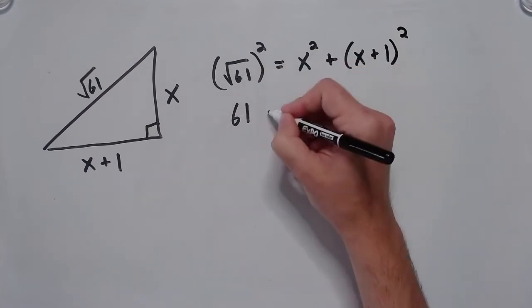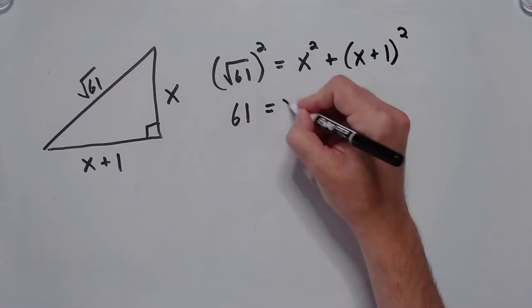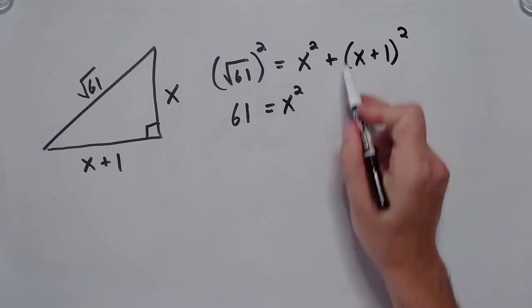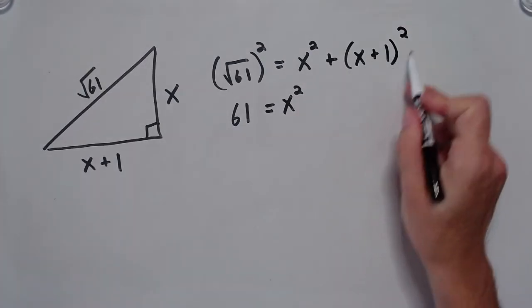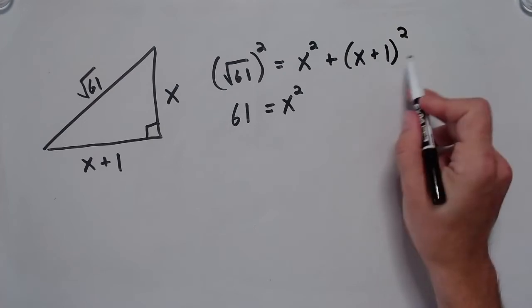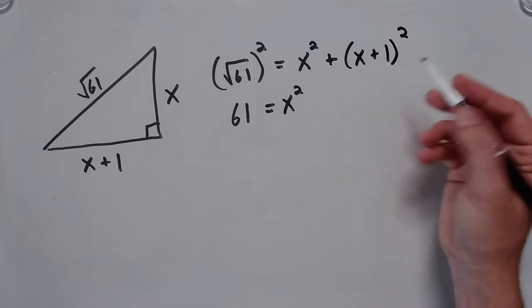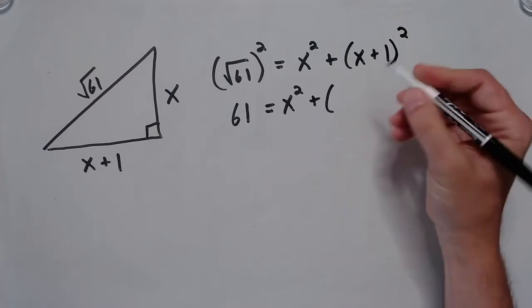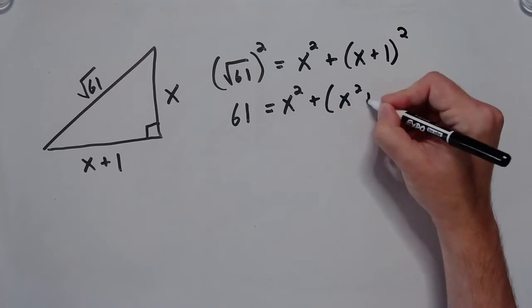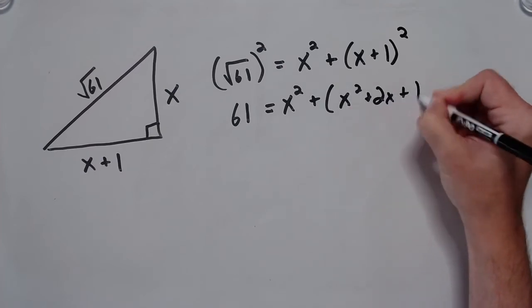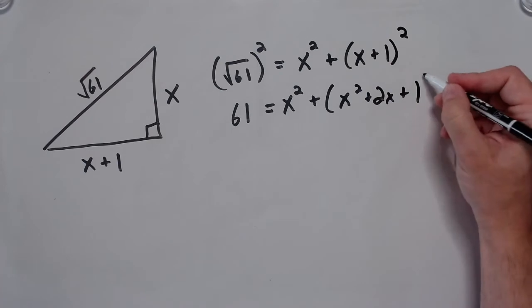So 61, that's easy. And I'm going to rewrite the x squared and then focus on this. So x plus 1 quantity squared. You could spell this out, you could FOIL it out. You end up with, and I'm going to leave it in parentheses again, x squared plus 2x plus 1. Remember algebra? Remember doing this stuff?